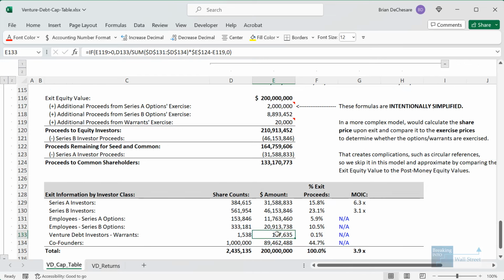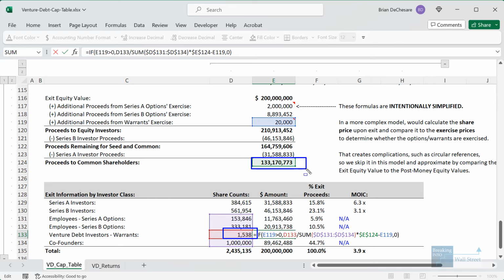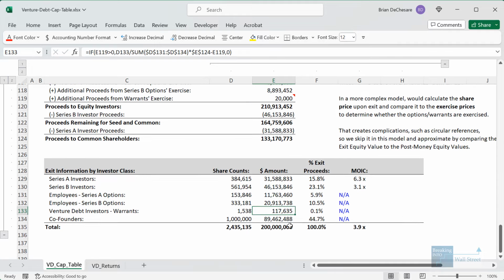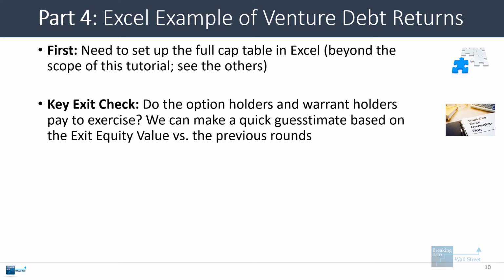The end result is that when this takes place, the venture lenders have a certain percentage of ownership, and then we take the percentage ownership times the proceeds that are available to them, around 133 million right here, and then we subtract out the amount that they pay to exercise their warrants, the 20,000 here, and so they end up with around 117 or $118,000 in proceeds in this case.